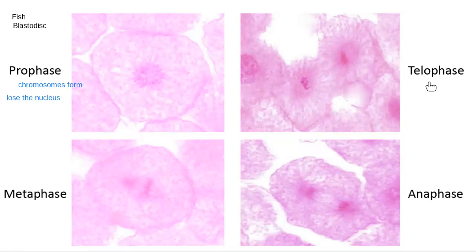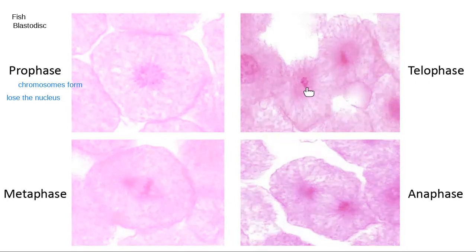The last phase is telophase. Remember in telophase that I told you we have two distinct groups of genetic information. Notice how this one's gotten fuzzy. This genetic information is becoming chromatin again. This one hasn't quite started that yet.